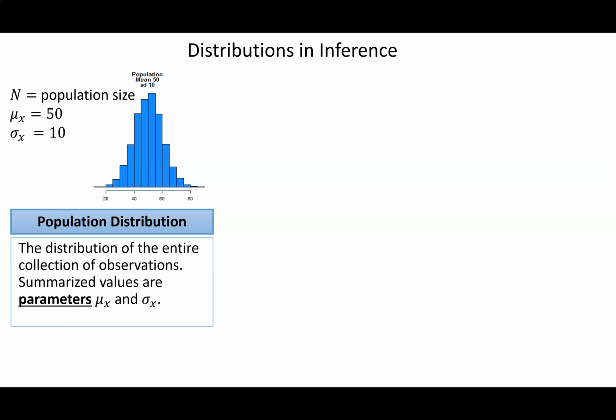So we have 3 distributions we like to talk about when we're doing inference. The first one is the population distribution. This is all of the observations in the population you can possibly get. Most of the time it's not accessible to us. You usually have to take a smaller sample. Here, you use capital N to denote how big your population is. Mu is going to be the center of our population, and sigma is going to be the standard deviation for that population. So all of these values are population parameters.